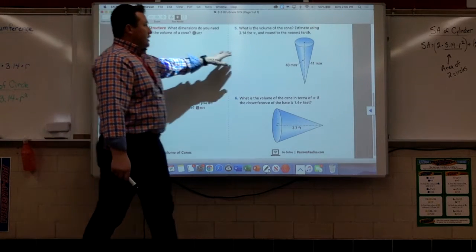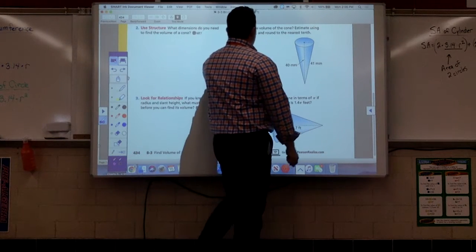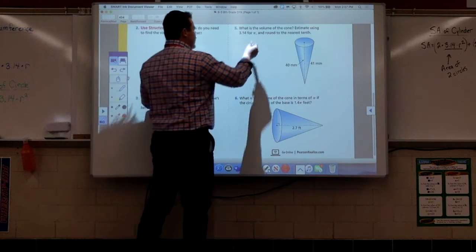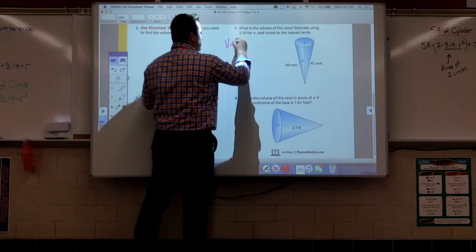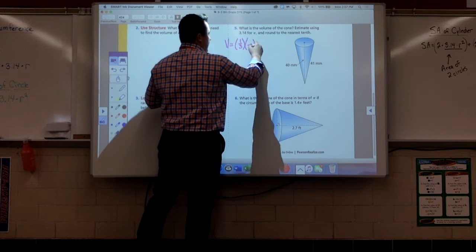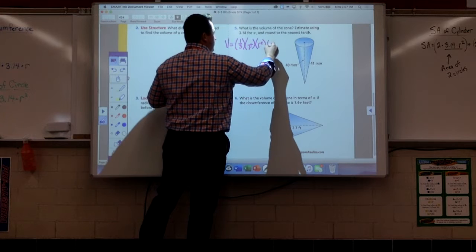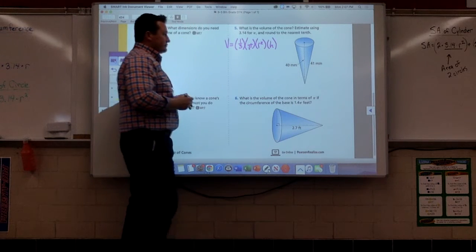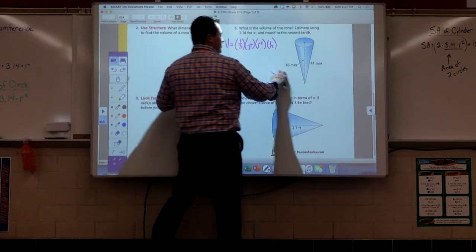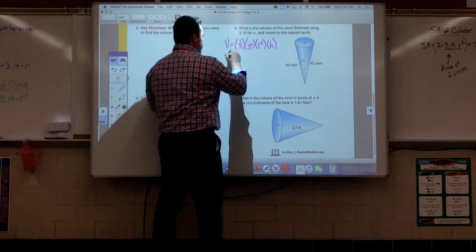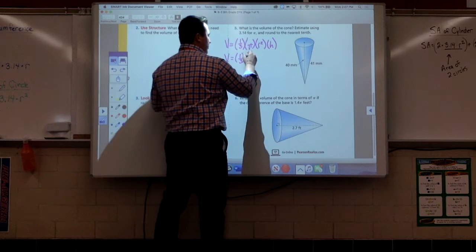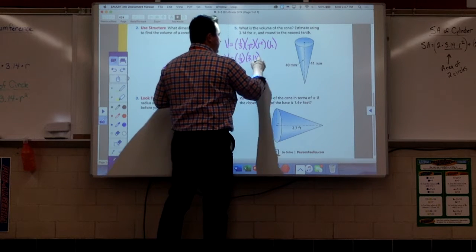Here we go. What is the volume of the cone? Estimate using 3.14 for pi. So we're using a different approximation for pi. Volume equals 1/3 times pi r squared h. All right, let's plug in what we know. So I've got my picture over here. So we're going to plug in everything that we need. So 1/3 is good. They told me to use 3.14 for pi.